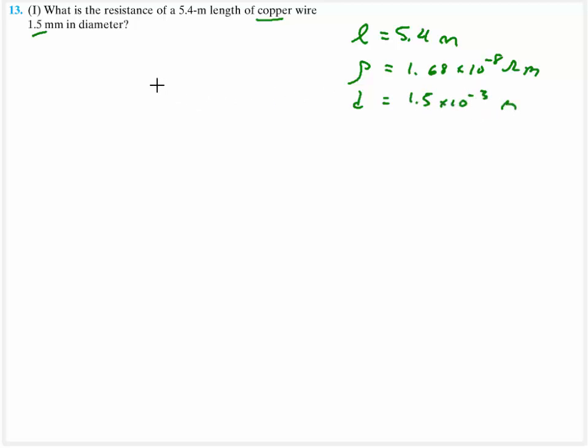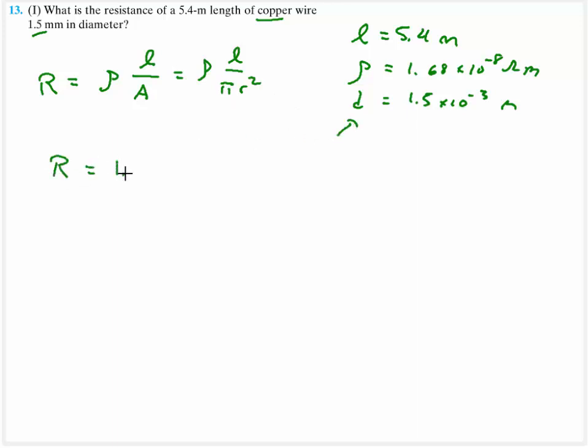Very simply, what we're going to say is we're looking for the resistance, and we know that it's going to be the resistivity, the length, divided by the area. It's going to be a cylinder, so the area is simply going to be pi r squared. So resistivity length divided by pi radius squared. So radius is just going to be half of the diameter.